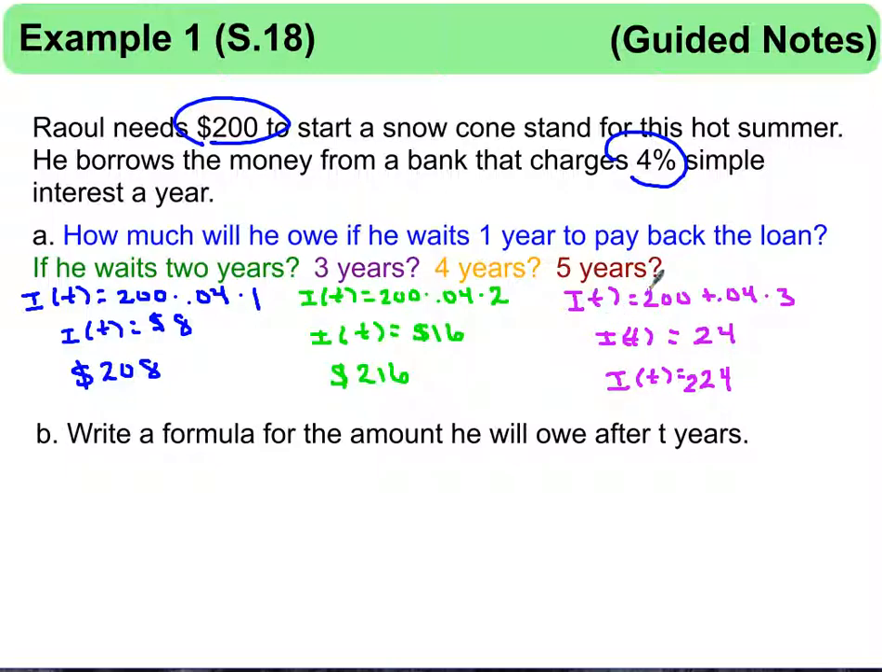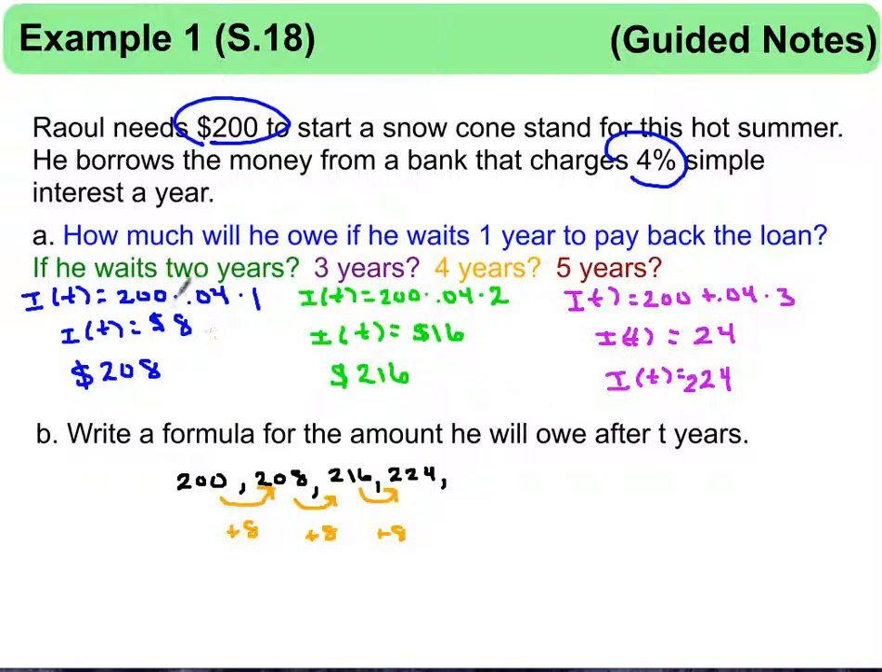We could continue the same thing with 4 years and 5 years, but what I want to draw your attention to is the uniqueness of this. We started out owing $200, and then we owed $208, and then $216, and then $224. If you notice about this pattern, the way that I get from 200 to 208 is that I added 8. If I go from 208 to 216, I added another 8. If I go from 216 to 224, I'm adding 8 again.